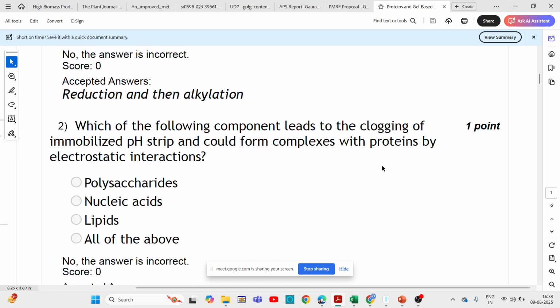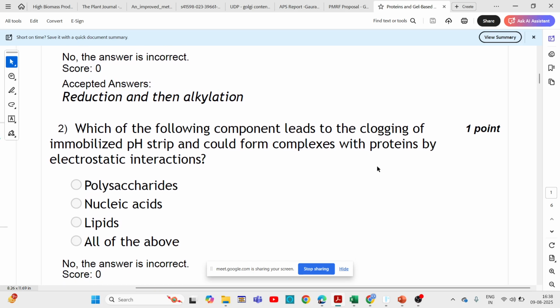Then which of the following components leads to clogging of immobilized pH strips and could form complexes with proteins by electrostatic interaction? This you can still answer by having certain logical reasoning. So that is a pH strip, we have added the sample, we are trying to resolve it, but what could form complexes with proteins by electrostatic interaction? What all things can form a complex with proteins?